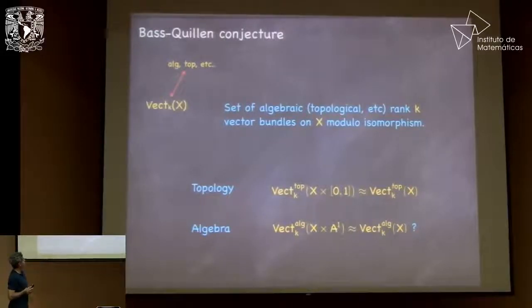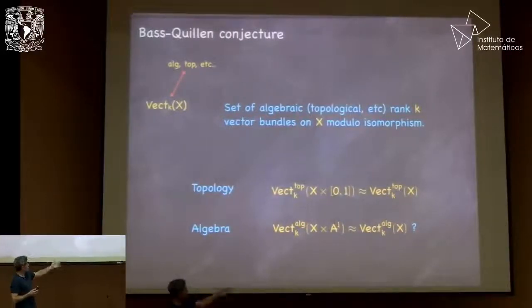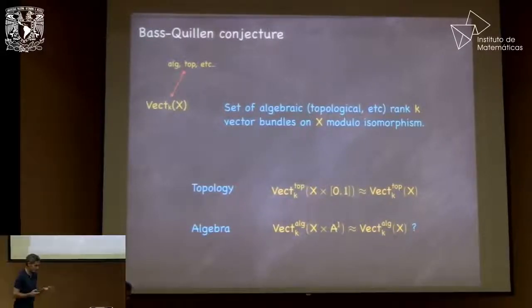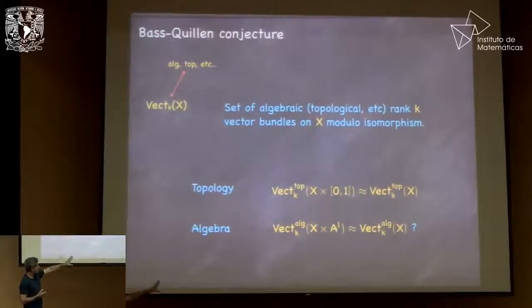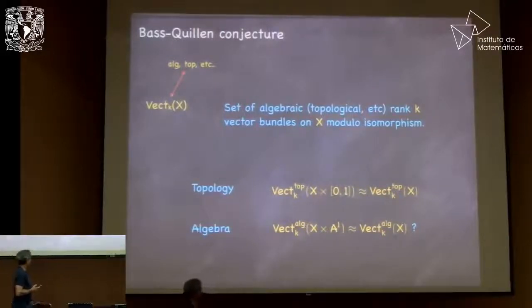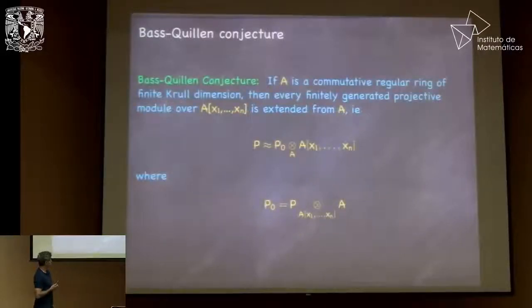So they made the following conjecture: if X is a smooth algebraic variety, are algebraic vector bundles up to isomorphism homotopy invariant? You replace the space X by a smooth variety, and you replace the unit interval by an affine line. Now, there is a lot of question about for which X one expects this to be true, and it's not true for projective varieties. You need to assume X is affine. But I'll get into some simple examples of this in a minute.